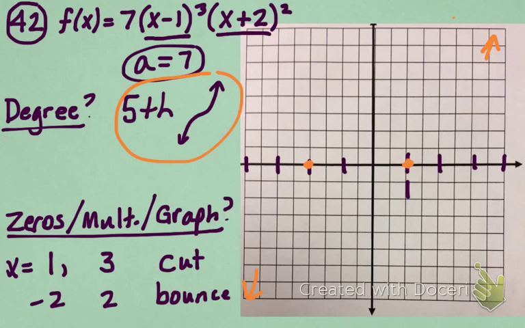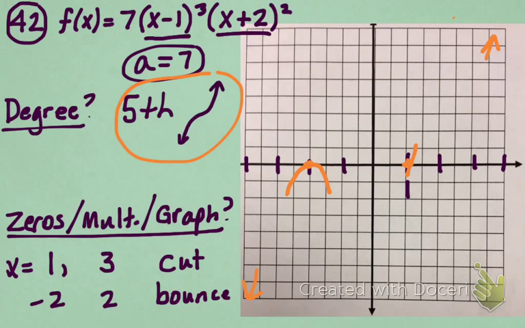So now I'm going to combine that with the fact that, so now I know that this graph has to bounce from this side because of the even multiplicity at negative 2, and it has to cut through over here because of the odd multiplicity for 1. And so then, to get it a little more precise, because there's a lot that could happen between our two zeros, it's always helpful if you also plot your y-intercepts.